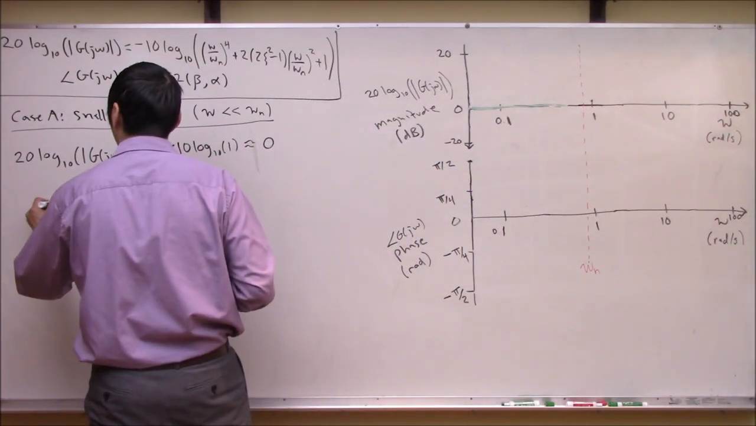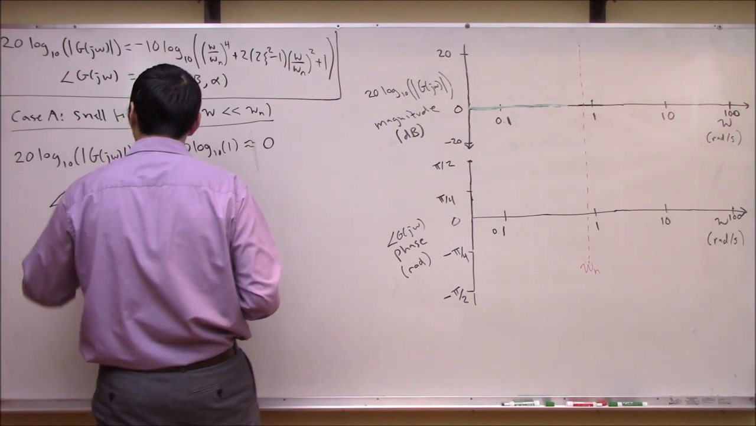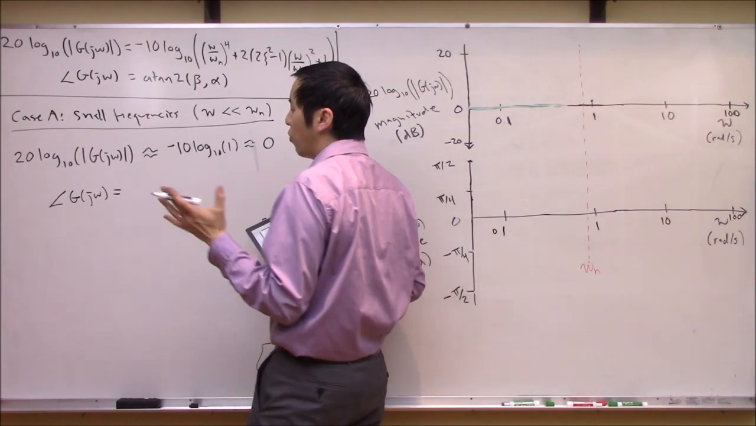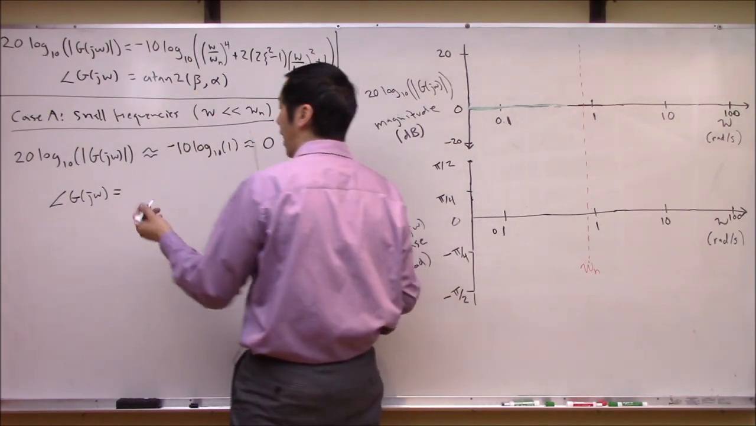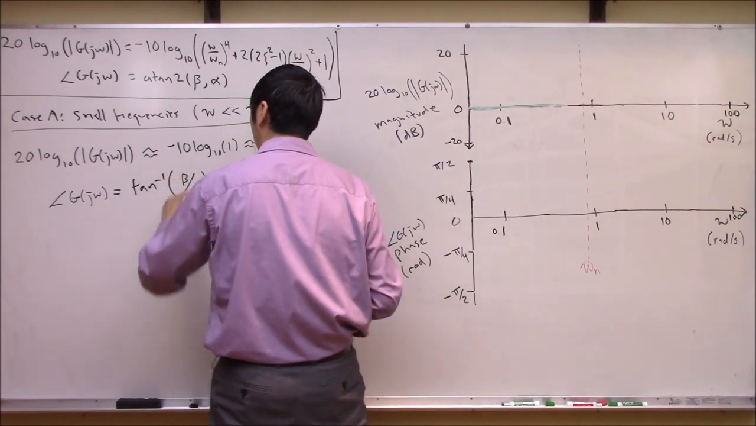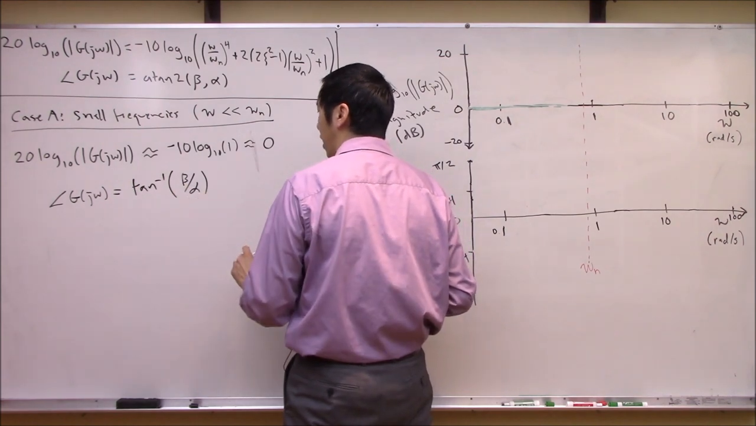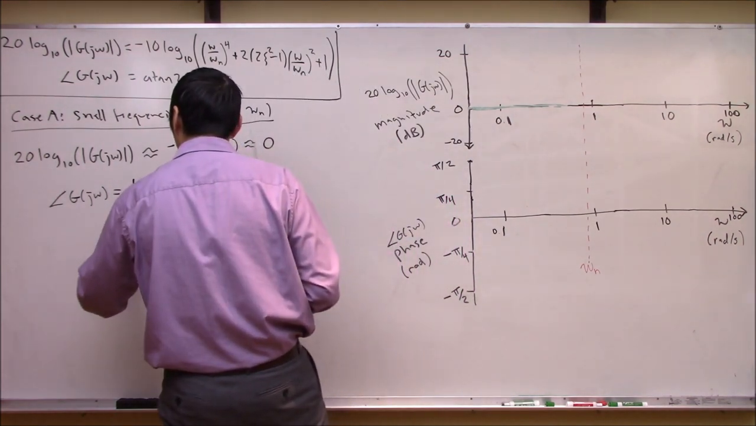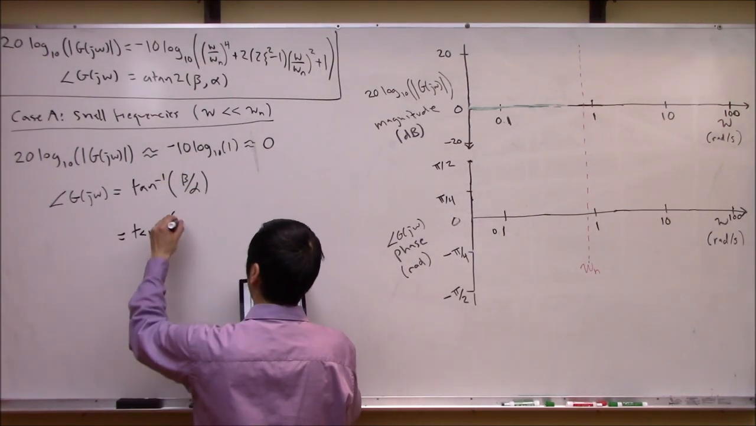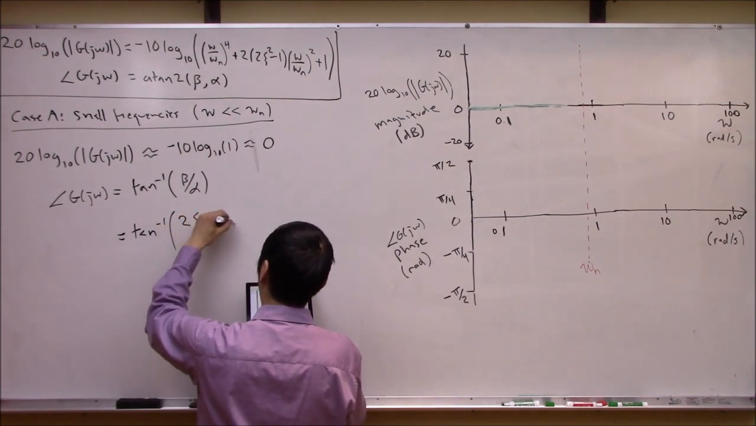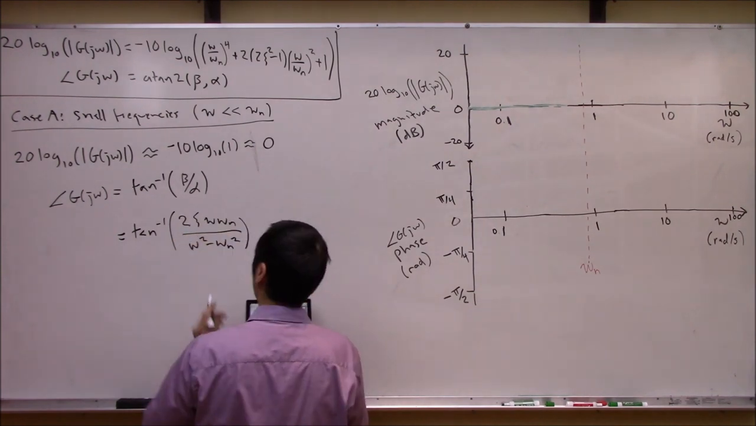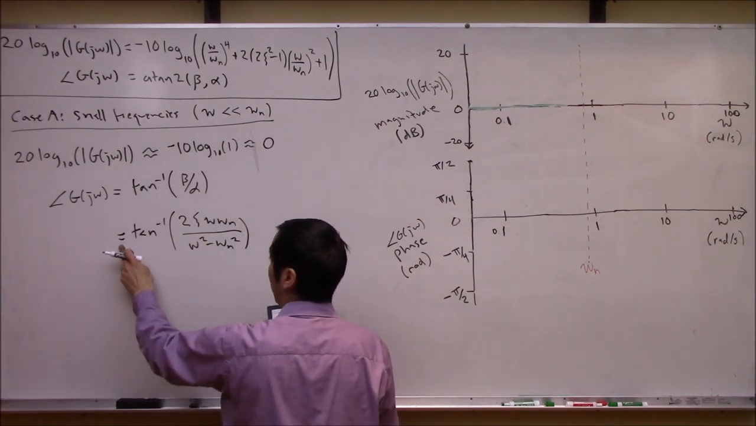How about the phase? What is the angle of G of j omega? Well, we said it's this thing, right? It's atan2 of beta, alpha. If you ignore the four quadrant aspect of it, let's just think about this as one quadrant. So inverse tangent of beta over alpha. You stick in the ugly beta and the ugly alpha that we derived earlier, and this actually smashes down to something halfway reasonable. You end up with tan inverse of 2 zeta omega omega n all over omega squared minus omega n squared, and again, still an equal sign. I haven't made any approximations yet.